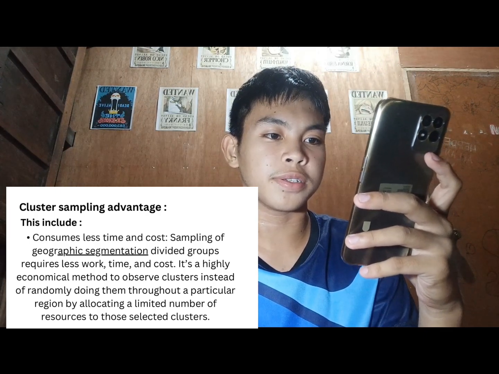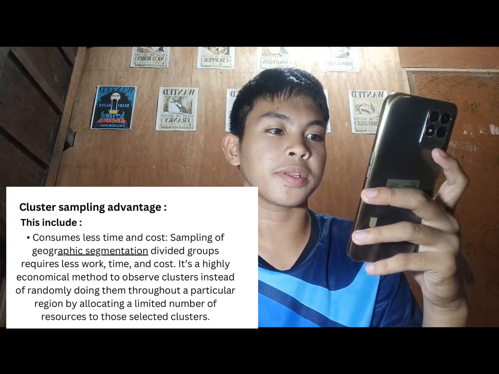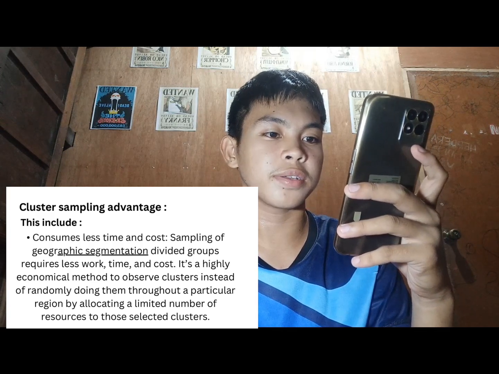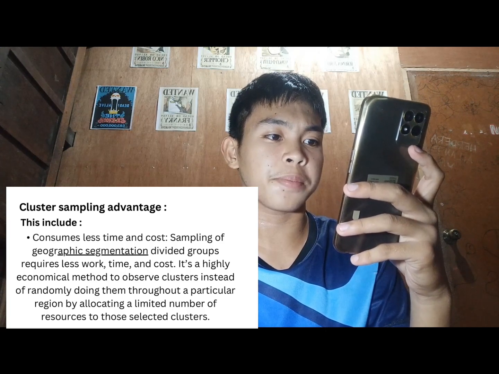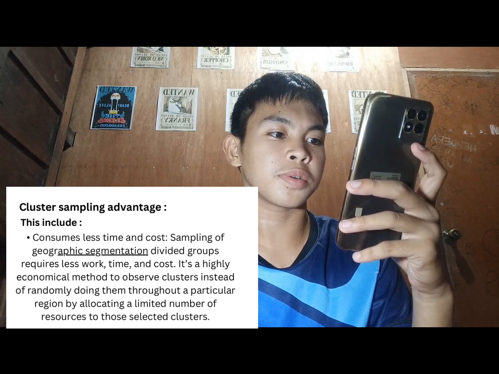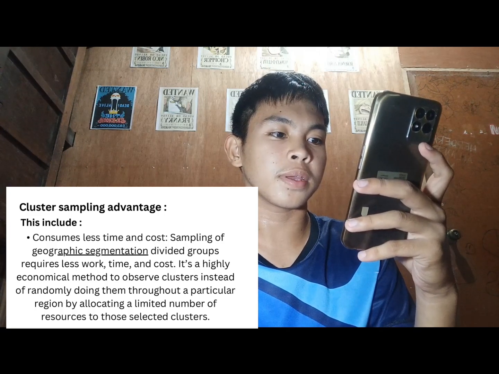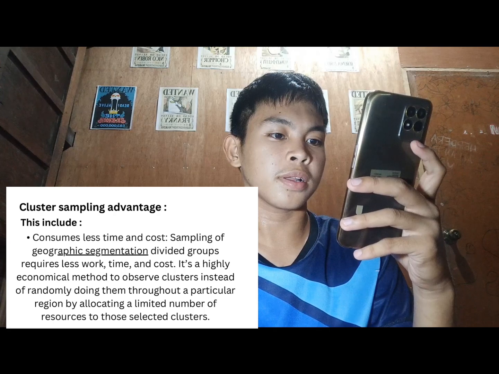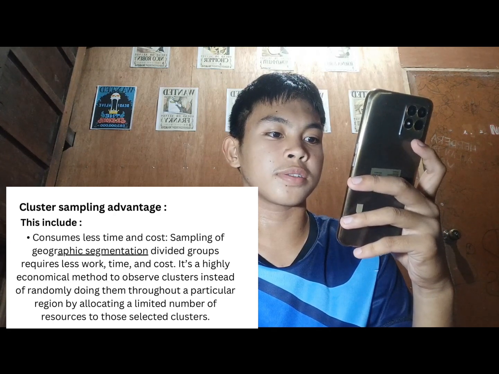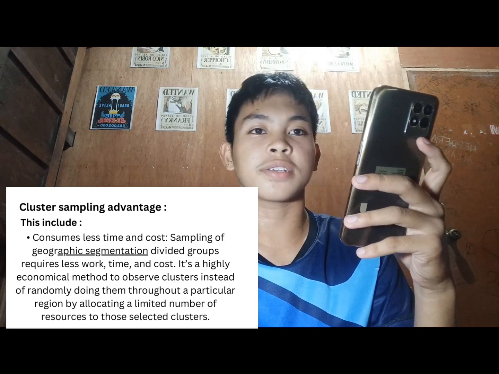These include, first, consume less time and cost. Sampling of geographic segmentation divided groups requires less work, time, and cost. It's a highly economical method to observe clusters instead of randomly doing them throughout a particular region, by allocating a limited number of resources to those selected clusters.